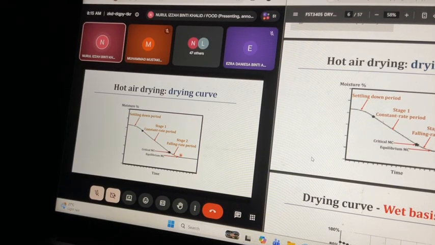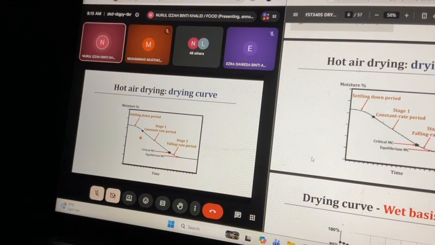So it will reach the equilibrium moisture content. At this equilibrium moisture content, you can see that there's no more moisture being removed from the system. So this one we call the equilibrium moisture content. I will repeat again how to interpret this drying curve.